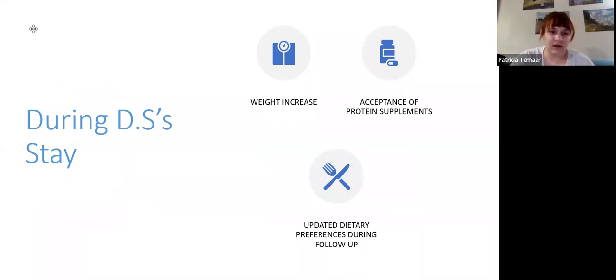What we saw during DS's stay was a weight increase of about 1 to 2 pounds. When we went to talk to her, she said that originally her goal was to maintain her weight where it was. And when we told her, and she knew about her weight gain, she was like, I guess it won't hurt. And because of her BMI, we wanted to increase her weight and encourage her intake. Something else that we noticed is her acceptance of protein supplements.